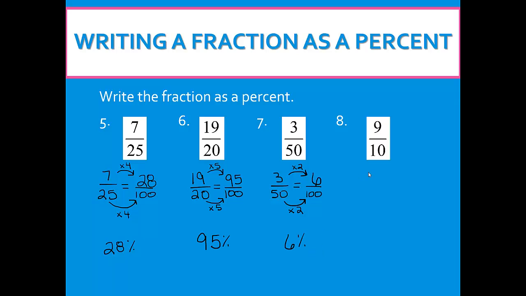And for number 8, we have 9/10. So I have 9/10, and I want to write this with an equivalent fraction out of 100. 10 times 10 is equal to 100. So I need to multiply the numerator by 10, and 9 times 10 is 90. Percents are always out of 100, so this would be 90%.